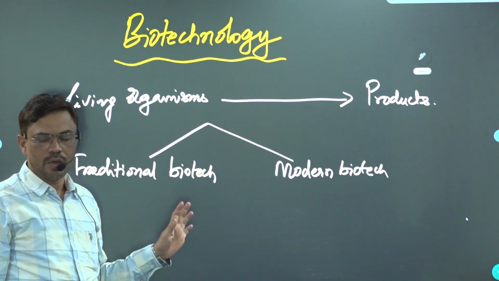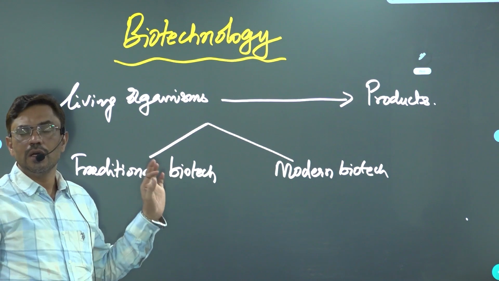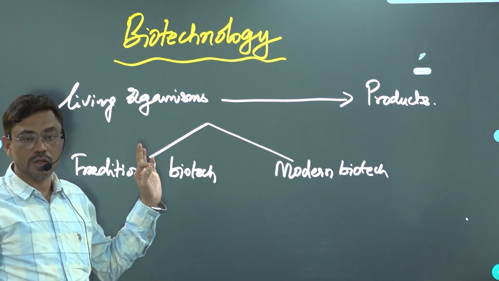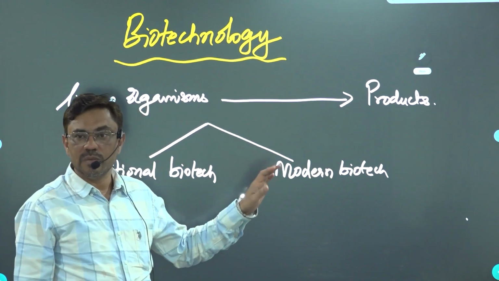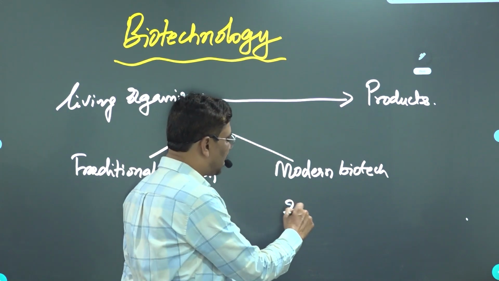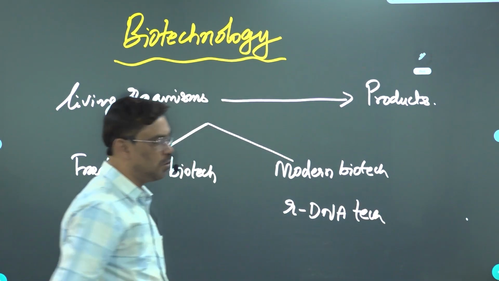Traditional biotechnology and modern biotechnology. Traditional biotechnology means the biotechnology which is based on the natural capabilities of the organism, the natural characteristic features of the organism. And modern biotechnology means that which is based on DNA composition, DNA structure, and also on rDNA technology. This is modern biotechnology.